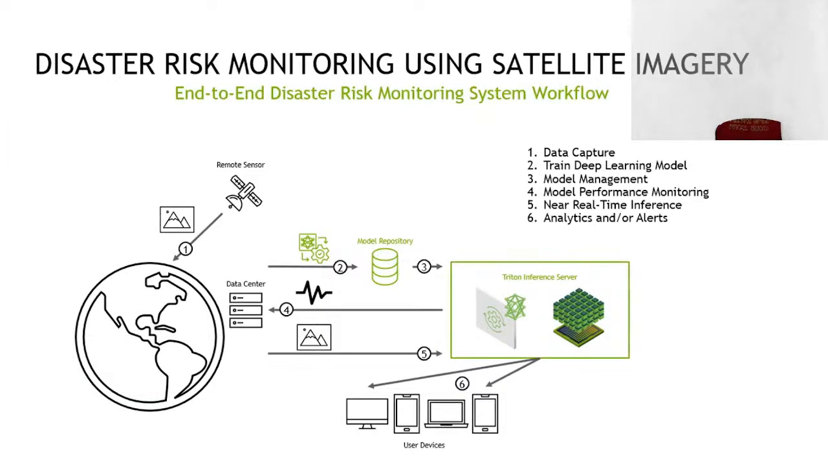We envision a disaster risk monitoring system that consists of several components. First, remote sensors such as satellites capture data in real time and send them to a data center. We'll use some historical data to train deep learning models. The models will evolve over time, so we want to use a model repository to manage and compare different versions. The inference engine should provide status and health metrics to help us manage the operation. Of course, the data captured is passed to the inference engine to generate insights.